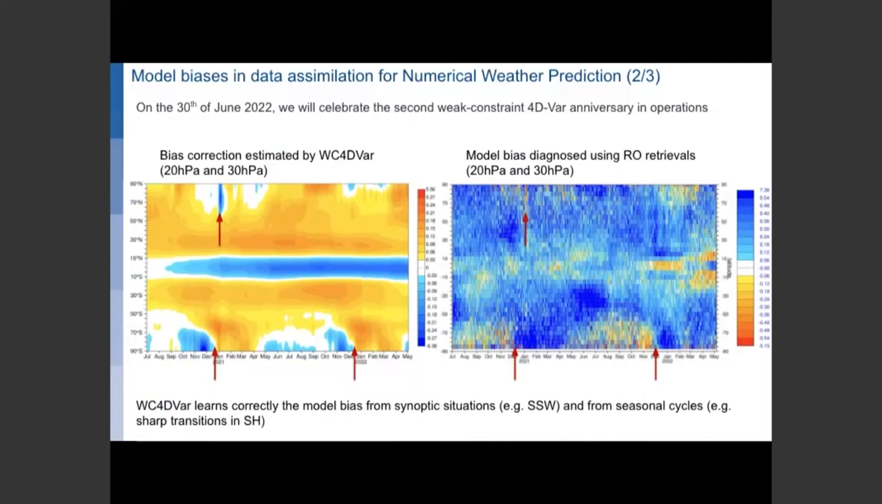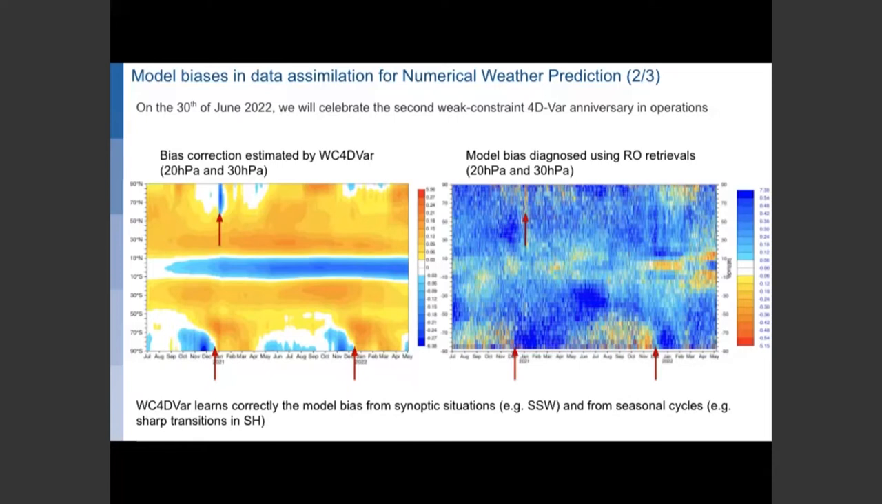So soon, at the end of June of this year, we will celebrate the two-year anniversary of weak constraint 4DVAR, since we implemented the system in the whole stratosphere. And on the left-hand side, I show you the bias correction estimated by weak constraint 4DVAR. It's a time series of almost 2 years, between 20 hectopascal and 30 hectopascal in the stratosphere, and you've got the different latitudes. So that's on the left-hand side.